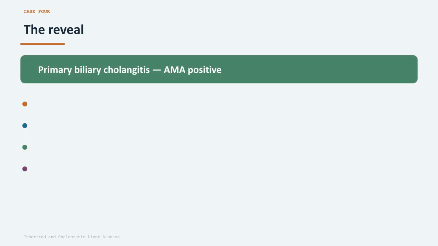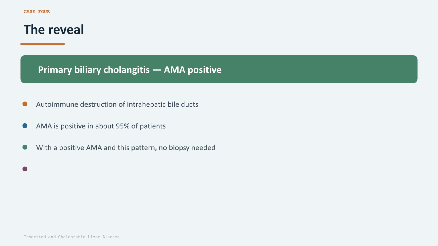This is primary biliary cholangitis, an autoimmune destruction of the intrahepatic bile ducts. The antimitochondrial antibody is positive in about 95% of patients. And here is the practical point. When that antibody is positive and the biochemical pattern fits, you do not need a liver biopsy because the antibody has high sensitivity and specificity. Her other conditions fit too. Thyroid disease and Sjogren's syndrome travel with this disease, and Sjogren is present in about half of patients. Next steps: start ursodeoxycholic acid and treat the itch, because that is what is actually bothering her.